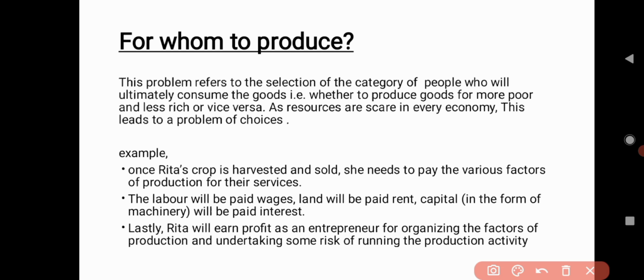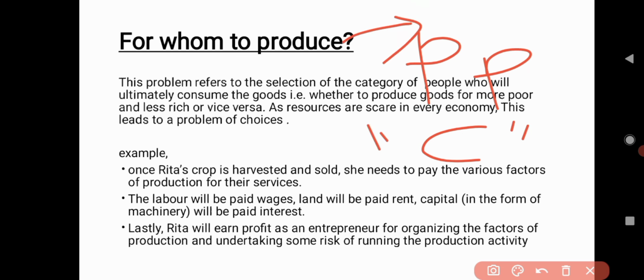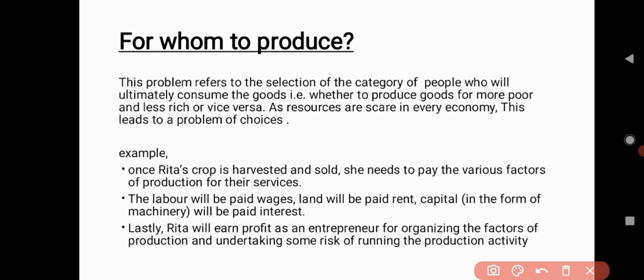So according to the income that the labor will get, this will decide his purchasing power in the market. Accordingly he will consume the goods. For whom to produce, we can say income is not equally distributed in this society, right? Everybody gets income according to the services they give, right? So according to that they will purchase goods and services in the society. So Rita will earn profit as an entrepreneur. She will earn a profit because she has done all this activity, organizing the factors of production and undertaking some risk for the productive activity.